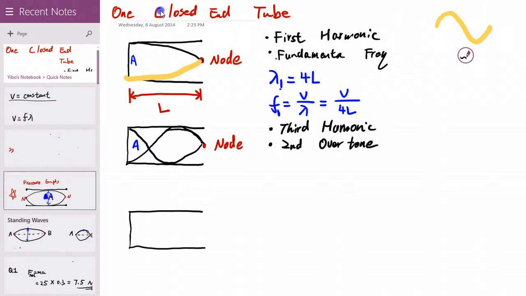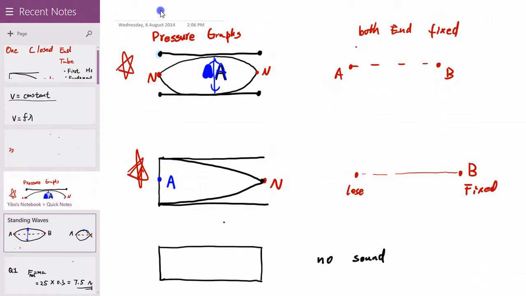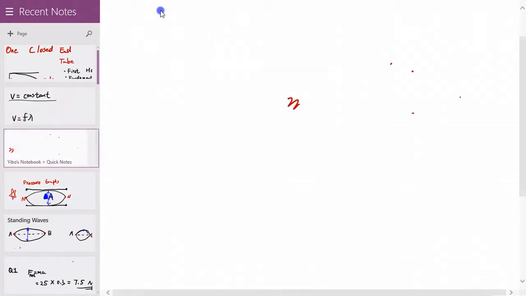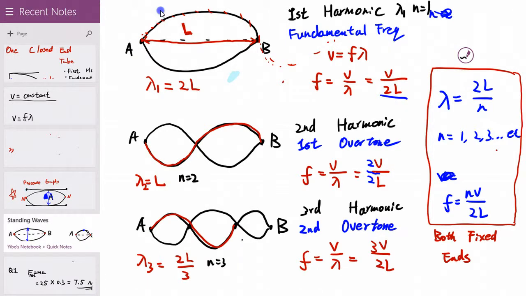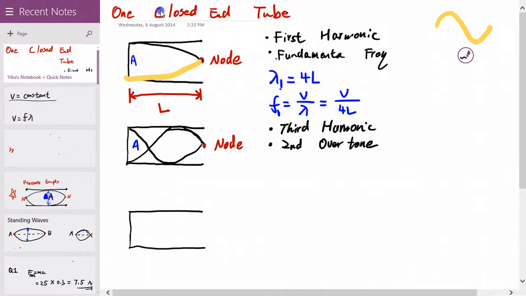So this is the reason. Remember with both ends open, we have the first, then the second, which is the first overtone. But with a tube of one end closed, we have the first harmonic, the third harmonic, and the third harmonic is the second overtone. This is just how we name it.